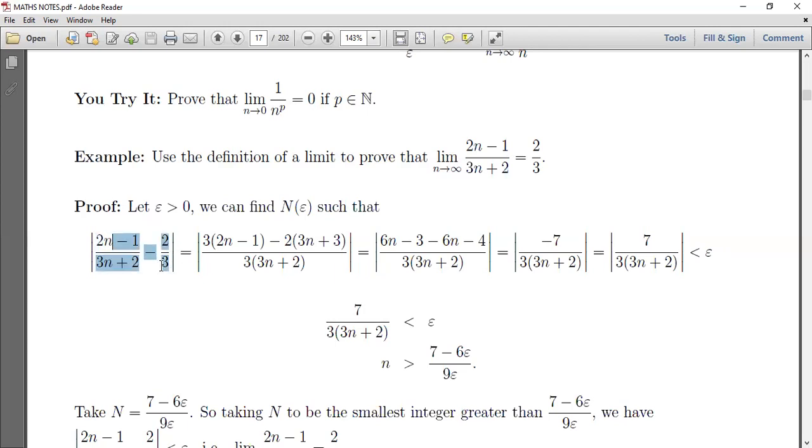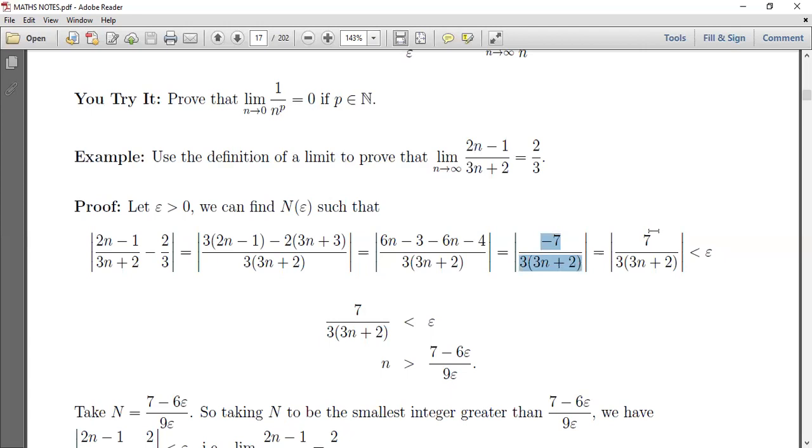Then let's simplify this. When you are proving that the limit of this is 2 over 3, you write the modulus of a_n minus L and simplify it. That's the first thing. If we simplify, this is a fraction that we are just combining. That's 3n plus 2. We add the two fractions and simplify. Then we've got 6n minus 6n, which cancels, and then minus 3 minus 4, that's minus 7. So we get minus 7 over this one. That's the simplification.